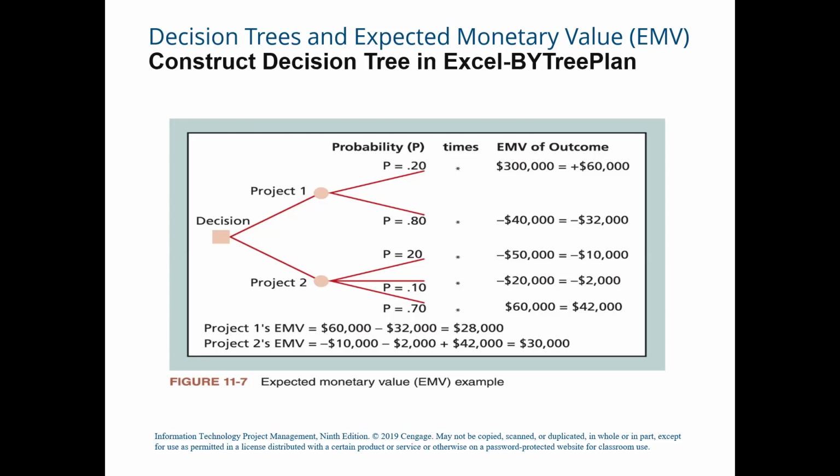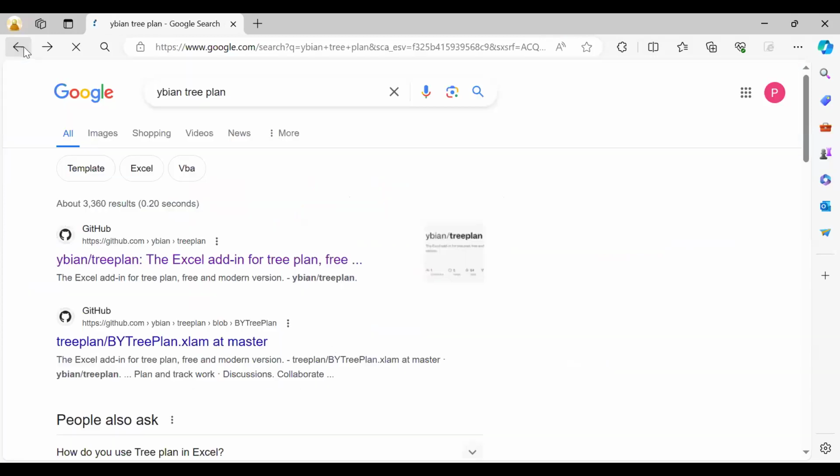Now today we are going to perform this by creating the decision tree in Excel. For this you need to download an add-in for Excel. So let's start. First, go to Google and write YBN tree plan. When you get the results, click on the GitHub link.